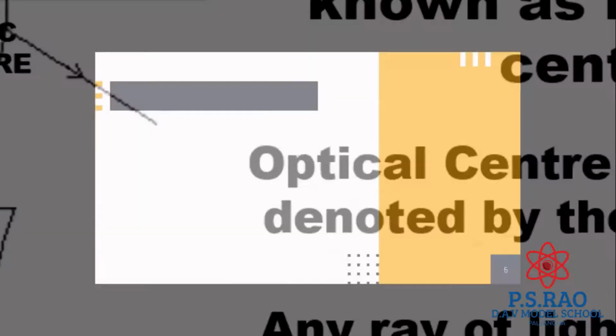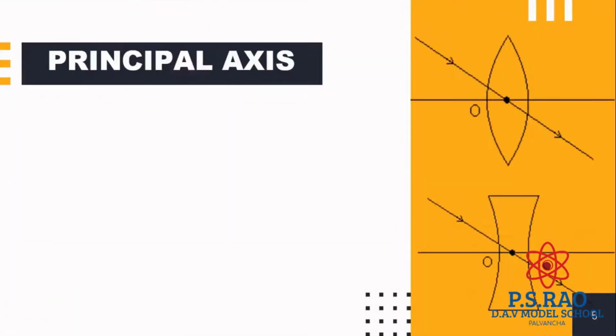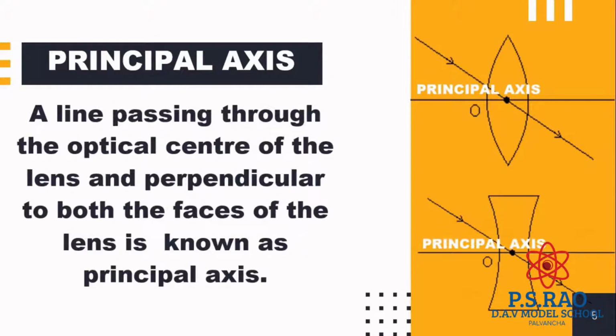What is principal axis? A line passing through the optical center of the lens and perpendicular to both the faces of the lens is known as principal axis.